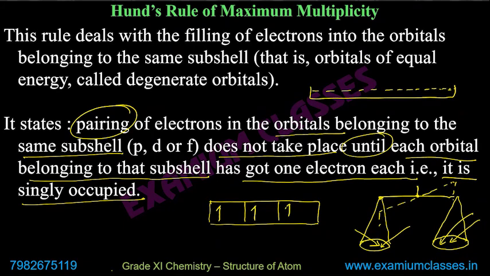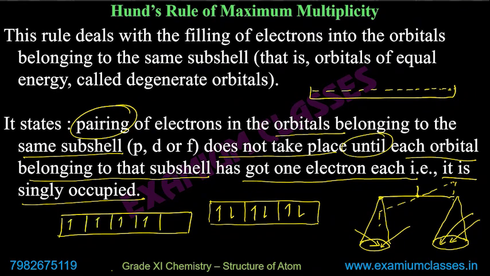Now they are symmetric, meaning their energies are equal. After that, yes, electrons can get paired up. This is Hund's rule of maximum multiplicity. A d subshell will have 5 orbitals. In this case, the electrons will first get into all 5 orbitals as single electrons, and then pairing will take place.